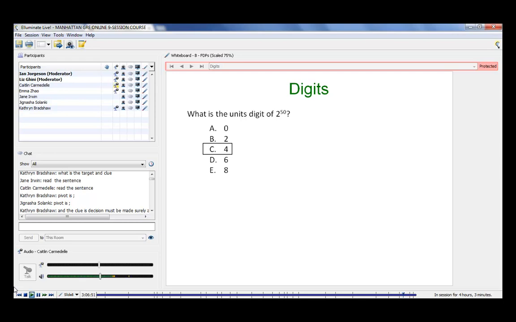Well, first I created the pattern, so I did the 2 to the 1, 2 to the 2, 2 to the 3. And then once I had the pattern, I did all the way to 10, and I figured that 50 would have the same as 10 would. So 4.